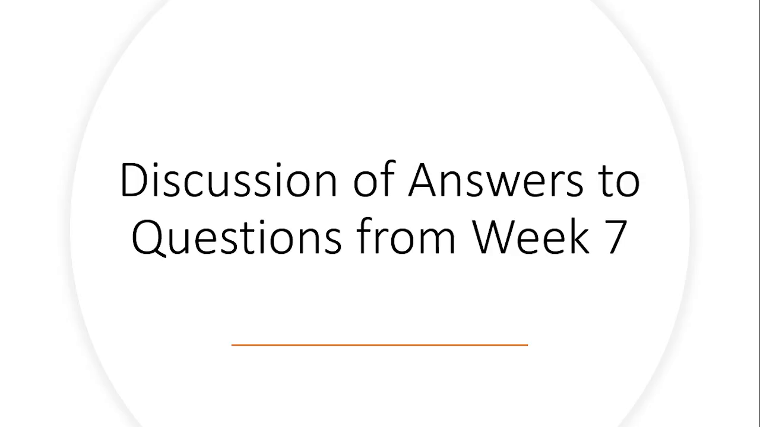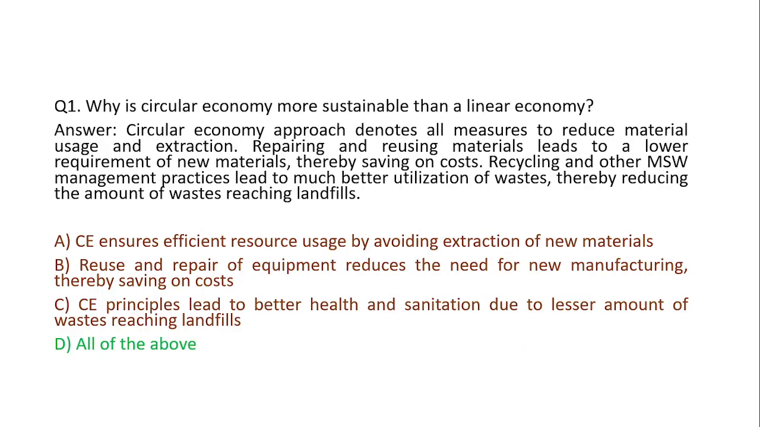Right. So from last week, the first question: why is circular economy more sustainable than a linear economy? Essentially, what is circular economy? That approach denotes all measures to reduce material usage and extraction. It could be repairing. Like you have an appliance, let's say a mixer grinder, and it goes bad. You won't just discard it and buy a new appliance. You will repair it and keep using it.